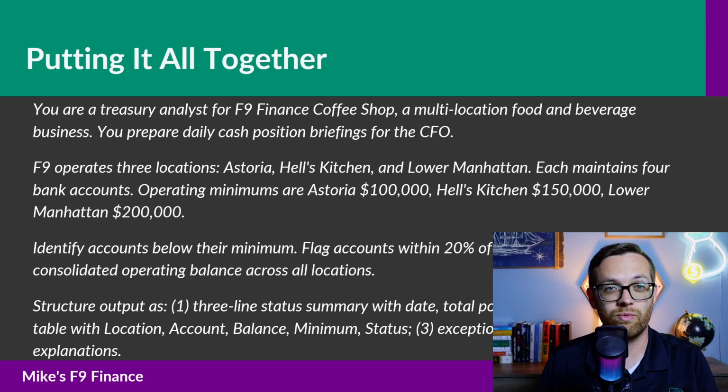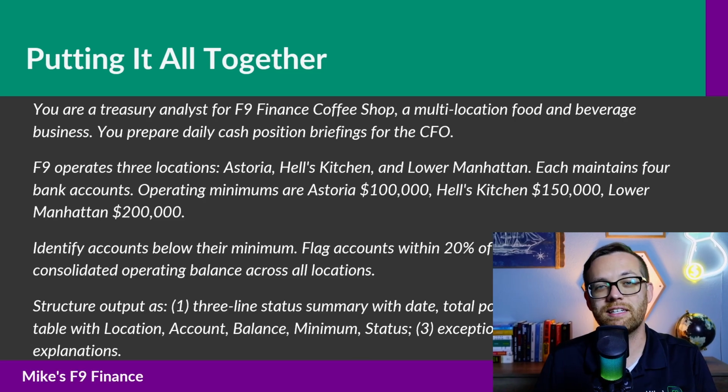Structure output as a 3-line status summary with date, total position, exception count, a table with location, account, balance, and minimums, status, and exception section. Structure output as, number 1, a 3-line status summary with date, total position, exception count.